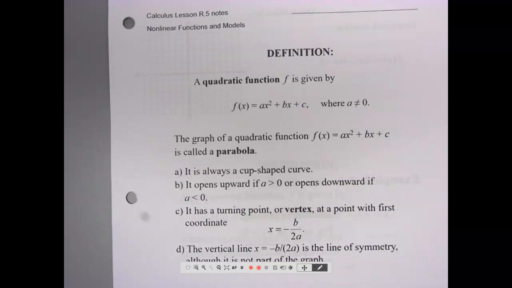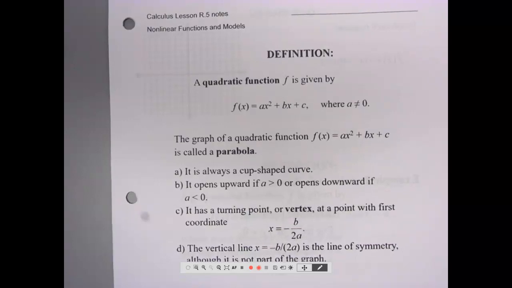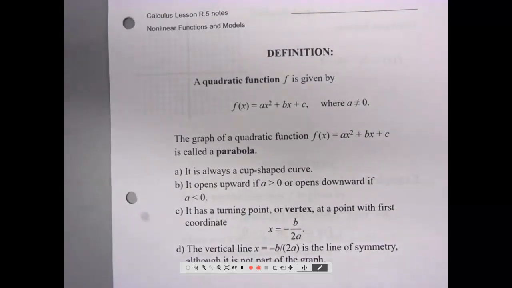Okay, so quadratic function, ax squared plus bx plus c, where a cannot be 0. The graph of a quadratic function is called a parabola. It is always a cup-shaped curve. It opens upward if a is greater than 0, or opens downward if a is less than 0. So you've talked about these things in algebra. That should not be anything new.